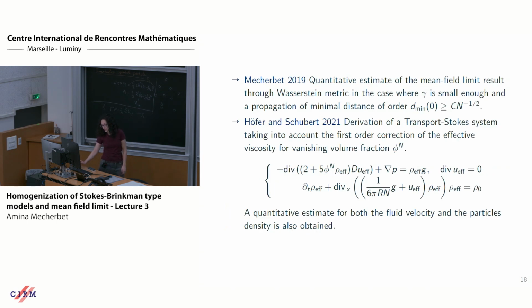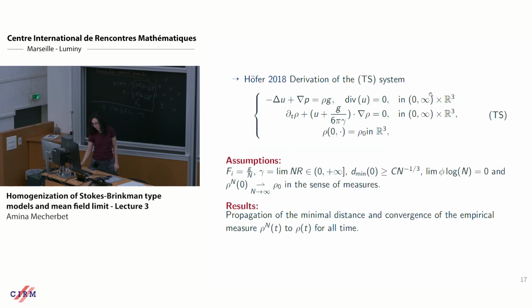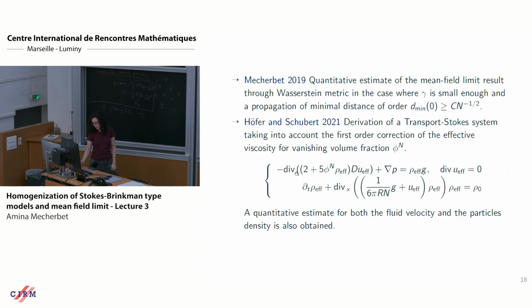So there are other results. I also worked on this problem, and what you can also do is prove a quantitative estimate in terms of Wasserstein distance. This is what I would like to talk about today, and I will make this more precise later. The assumptions are quite different. Here in this result, gamma, which is n times r, is assumed to be small, of order 1 but small. Whereas the minimal distance is slightly better, but still this is not the best that we can hope for.